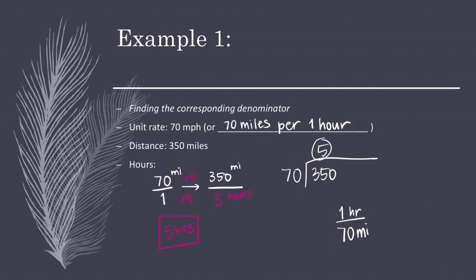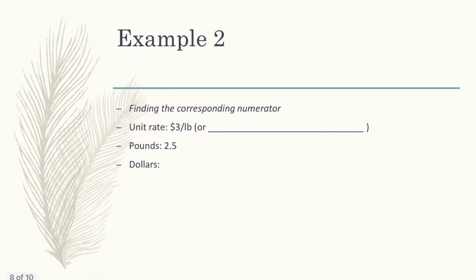You're basically finding what we call the scale factor. That's the number you're multiplying both parts of the fraction by in order to get to your new bigger number, because the ratio has to stay the same. You don't have 70 miles an hour and then suddenly change it to 160 miles an hour, right? So let's do another example. This one's finding the corresponding numerator.